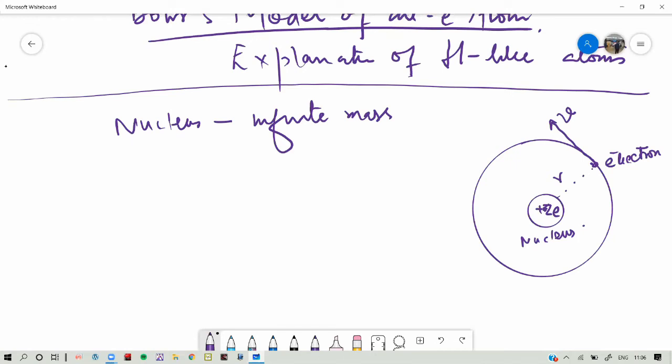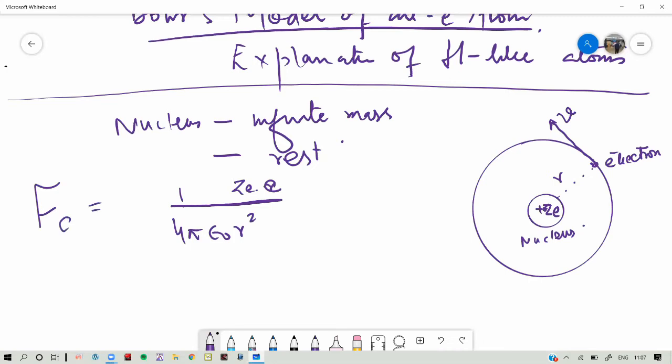So the nucleus is of infinite mass and at rest. Then we have a Coulombic force between the electron and the nucleus. Positive charge, negative charge, so a force of attraction is there. That force will be 1 by 4 pi epsilon naught, Ze times e divided by r square, with Ze the nucleus charge and e the electron charge. This is the electrostatic Coulomb force, which I can write as Fc.